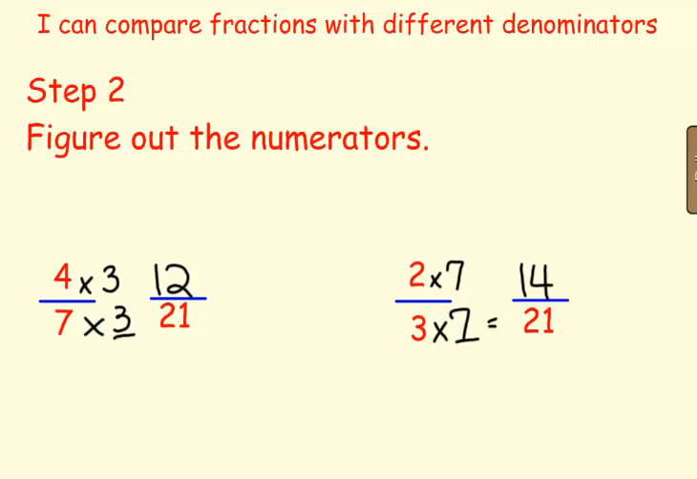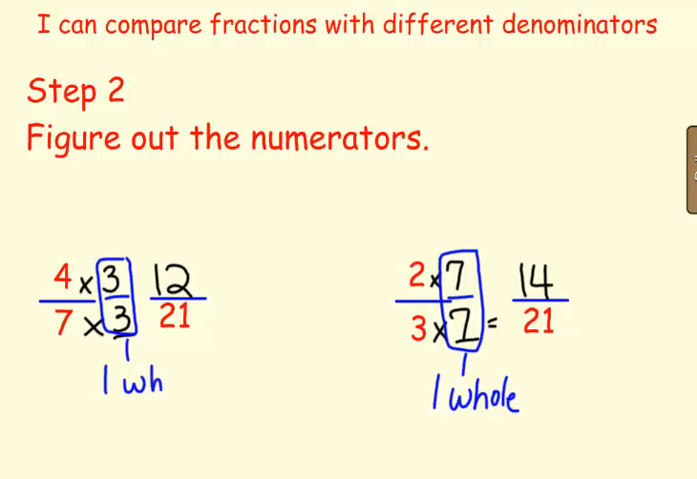Let me just pause for a minute here, because look at what we're doing. This is 7/7, which equals 1 whole. And on our first fraction, we had 3/3, which is also 1 whole. All we're doing is changing the size of pieces, just like we did when we did equivalent fractions. So make sure you're always multiplying the denominator and the numerator by the same number.